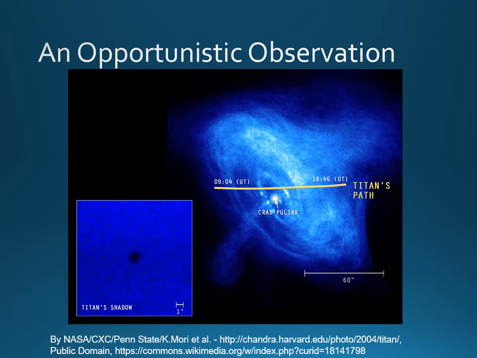Observers used the Chandra X-ray Observatory to observe Saturn's moon Titan as it crossed the nebula, and found that Titan's X-ray shadow was larger than its solid surface, due to absorption of X-rays in its atmosphere. These observations show that the thickness of Titan's atmosphere is 880 kilometers. The transit of Saturn itself could not be observed because Chandra was passing through the Van Allen belt at the time.